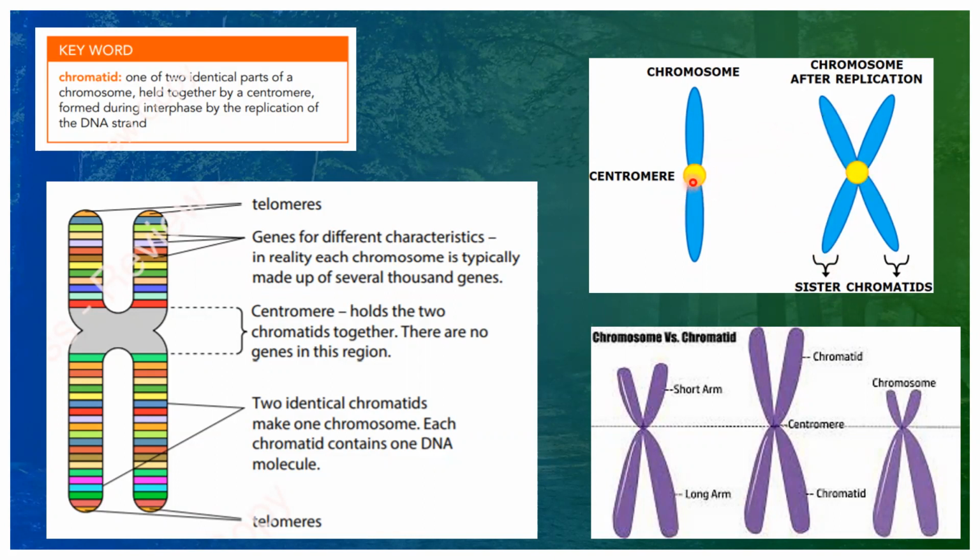And remember I said there was this little attachment in the center between this arm and this arm, the long arm and the short arm. The short arm is called the P arm, and the long arm is called the Q arm. The attachment between them, or the attachment between sister chromatids, is called a centromere. Okay, as simple as that.